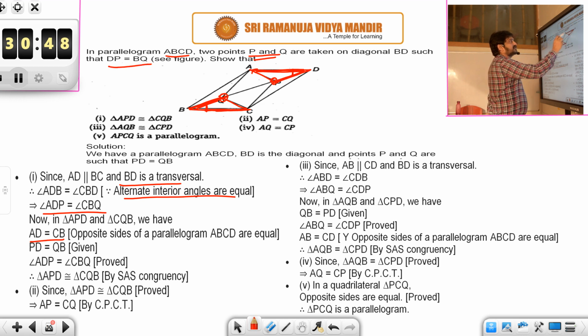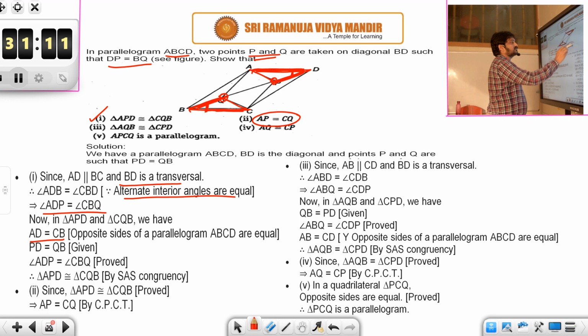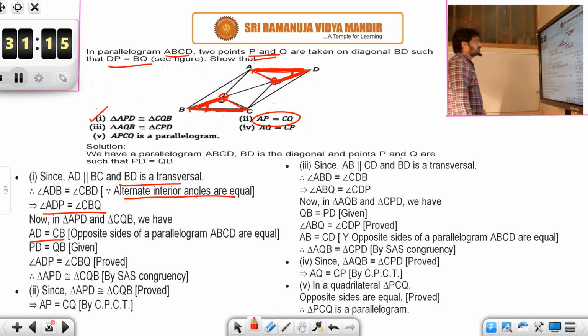So AD is equal to BC and PD is equal to QB, and the included angle between them, they are equal because they are alternate angles. So hence you could say that these two triangles are congruent to each other. So hence first part is done. Then second part you are asked to prove AP is equal to CQ.